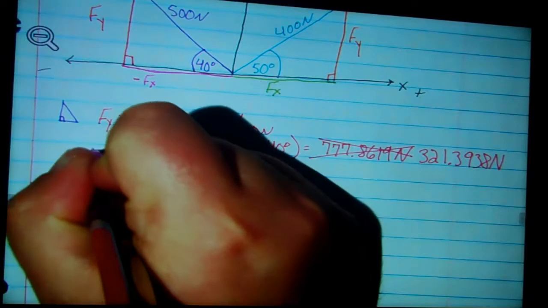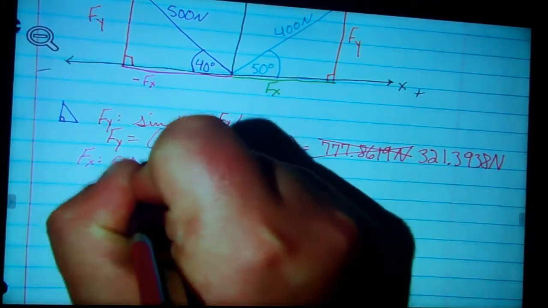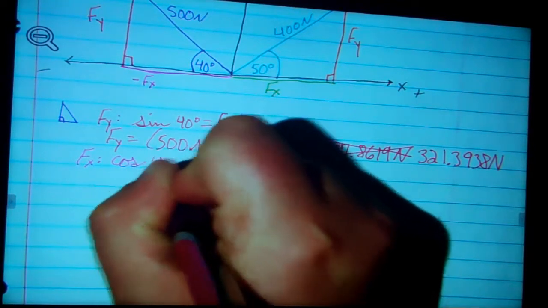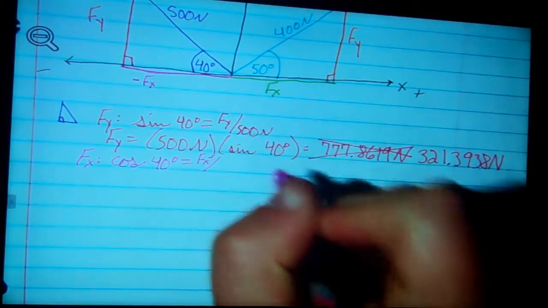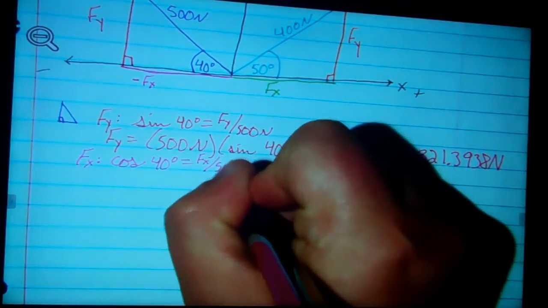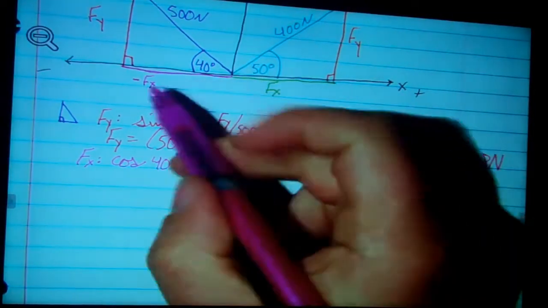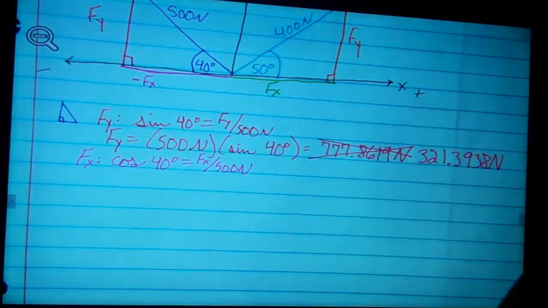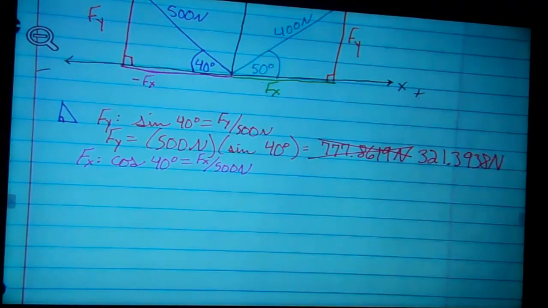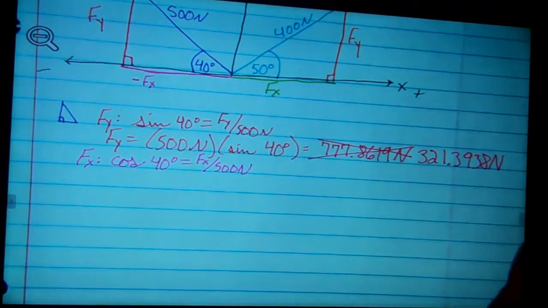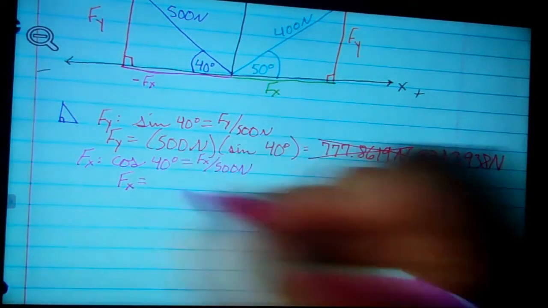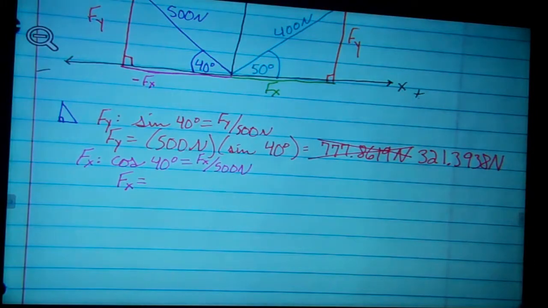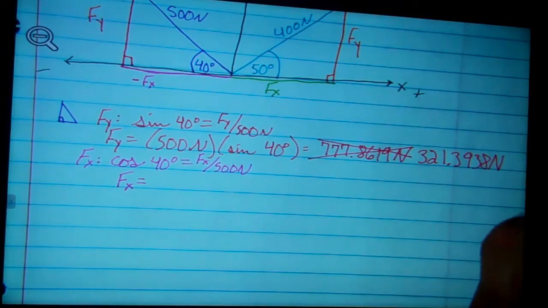Alright, so let's do the force in the x direction, which is cosine of 40 degrees, which equals f of x over 500 newtons. So which one is this one? Negative f of x. I put that negative there because our number is going to be negative. This has to be a negative because it's going in the negative direction. You need to think about that.